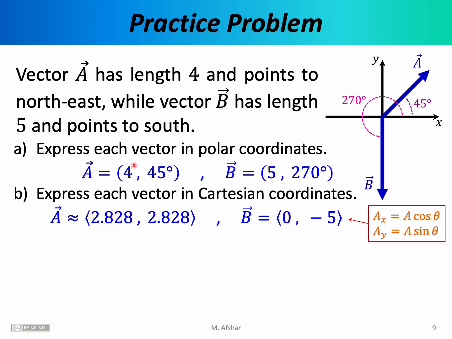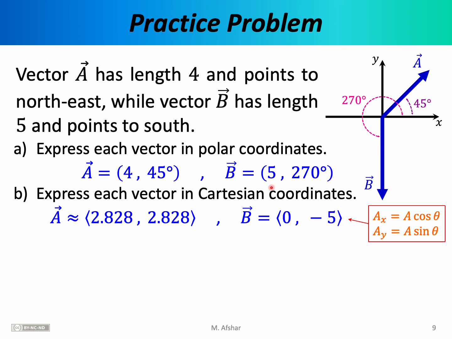So if I take 4 and multiply it by cosine of 45 degrees, I will get 2.828. And if I take 4 and multiply it by sine of 45 degrees, I'll get, again, 2.828. For vector B, I'm going to take 5 and multiply it by cosine of 270. You'll get 0 when you do that. And I can take 5 and multiply it by sine of 270, and I'll get minus 5.